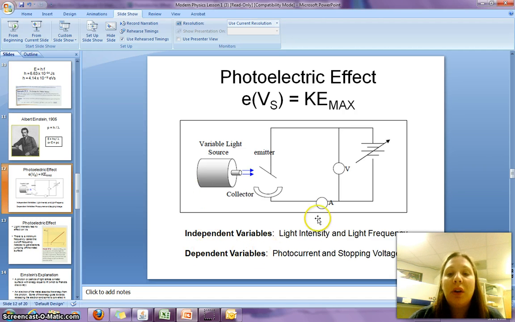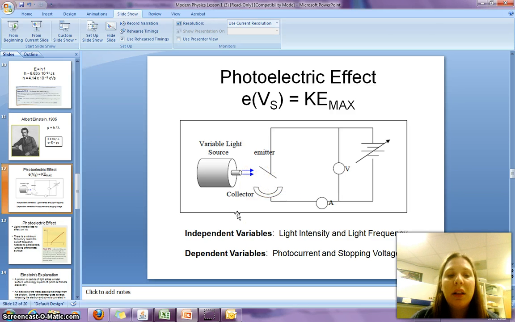The dependent variables are the photocurrent, so the amount of current that is created, but also more importantly, and what we're going to look specifically at, is the stopping voltage. So essentially what this variable voltage source does is, when a current starts to run through the circuit as a result of the electrons jumping up, we set up a voltage source that's going to oppose that current until it stops, which is why it's called the stopping voltage. And the stopping voltage, which is this Vs here, is equivalent to the maximum kinetic energy of the electrons that are being emitted off of this surface.